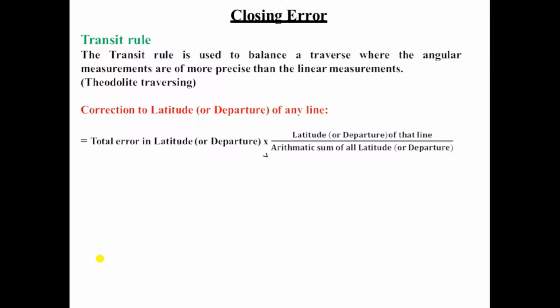Now we are moving to the next rule, the transit rule. This transit rule is used to balance a traverse where angular measurements are more precise than linear measurements. The formula for correction of latitude or departure of any line as per the transit rule is equal to the total error in latitude or departure multiplied by the latitude or departure of that line upon the arithmetic sum of all latitudes.